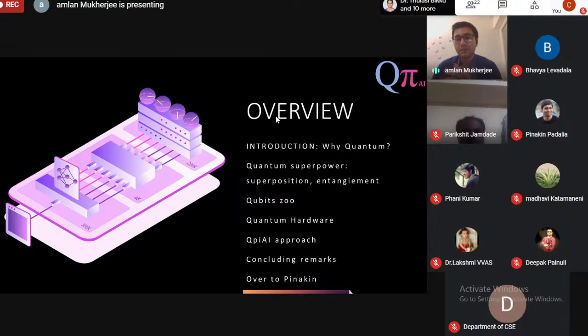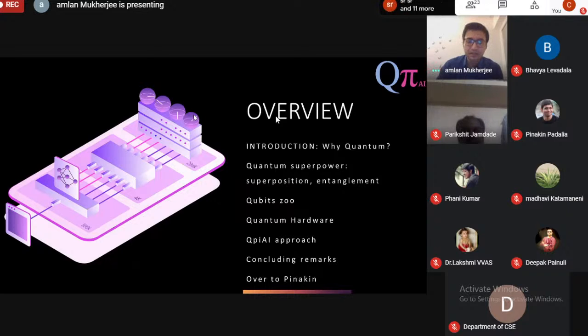And then I will describe what are the different kinds of qubits that we have, and then I go on to say what a quantum computer looks like, and we will show the QPy approach that we are taking. This picture that I show over here is actually the approach that we are taking at QPy AI. So I will describe that too. And then I will finally hand over to Pinakin to go into detail on really how the qubits are controlled and how we do that here.